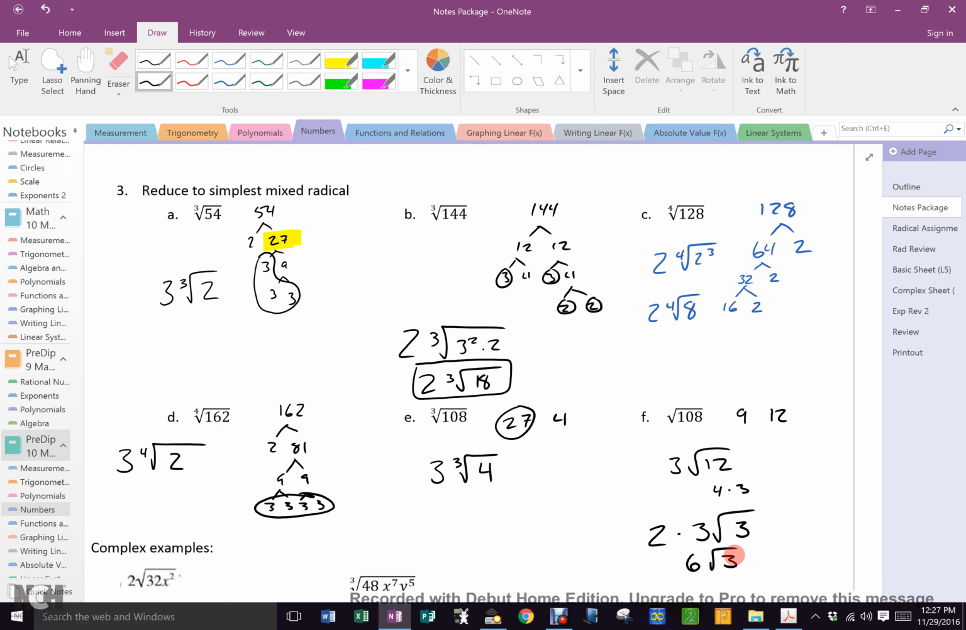Everyone's cool? Just Kira. Where? For F. 9 times 12 is 108. I took out the 3. That left 12 under there. And then I broke down 12. Okay. Is everybody cool with numbers?